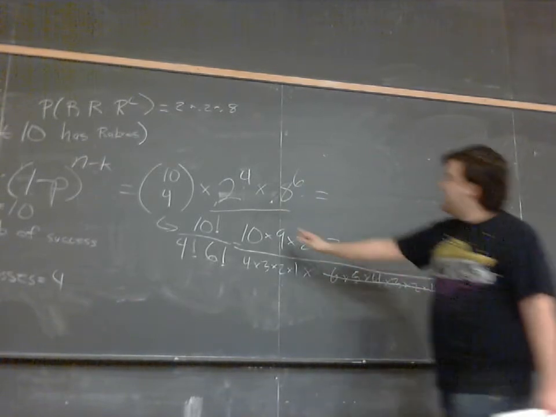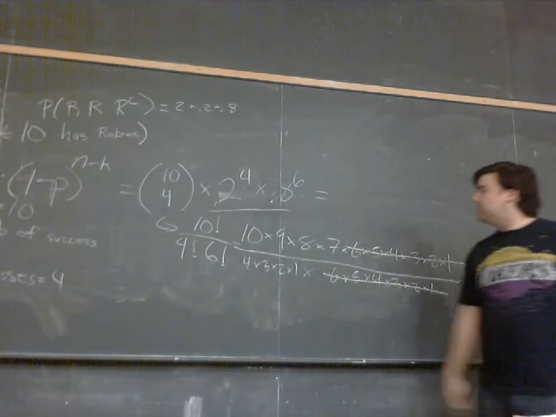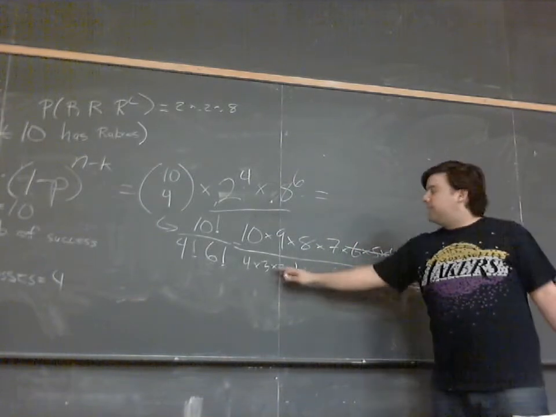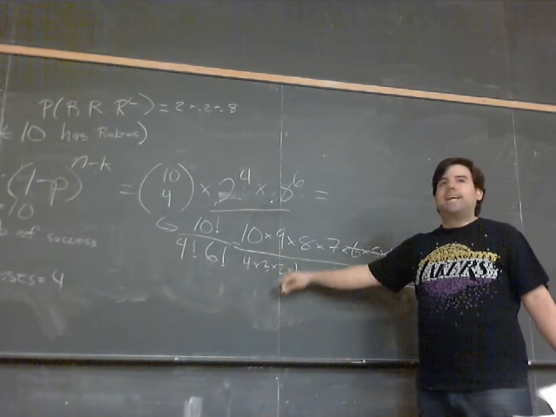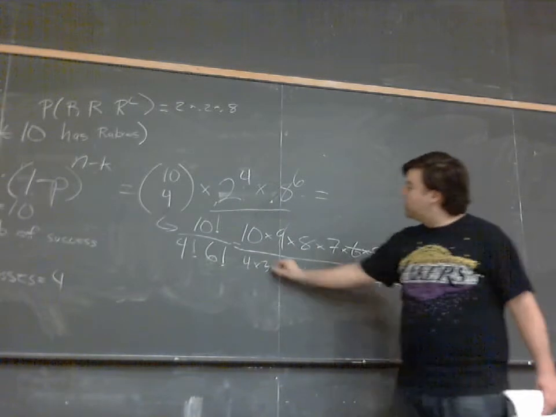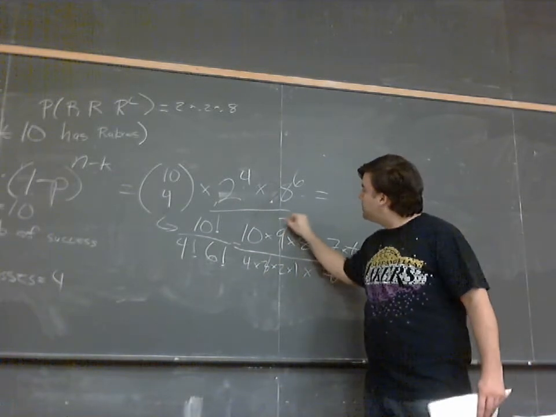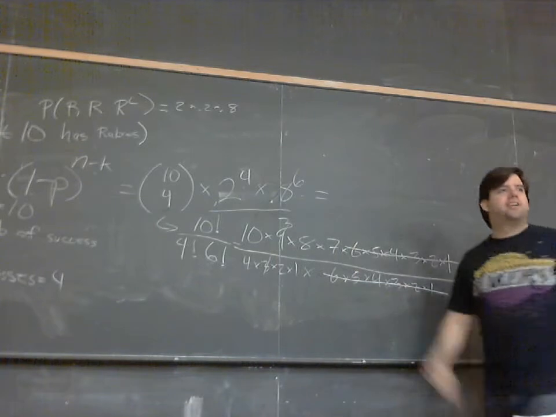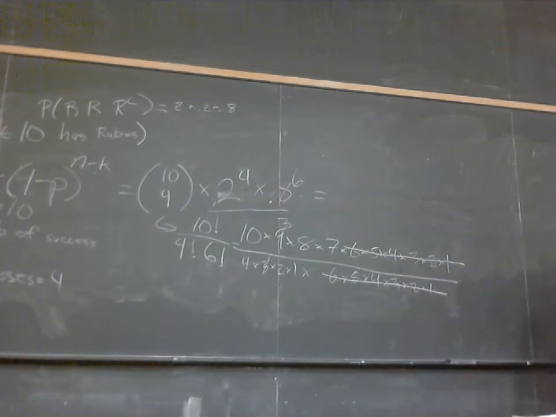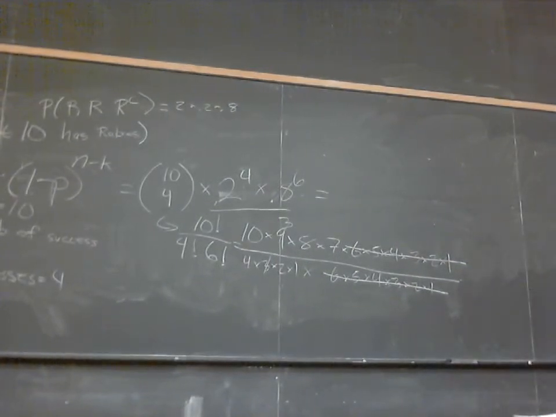Now we have 10 times 9 times 8 times 7 over 4 times 3 times 2 times 1. You could start cross-canceling, like I can cancel out this 9 with this 3. That leaves me with a 3 on top. If you don't remember all that stuff from algebra, just go ahead and put it in your calculator the way it is.